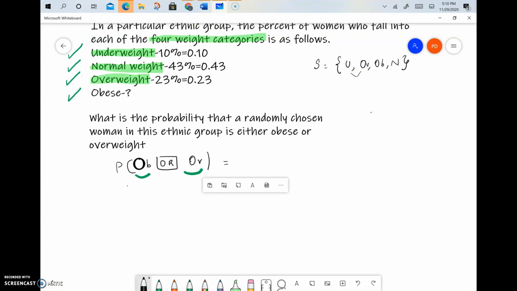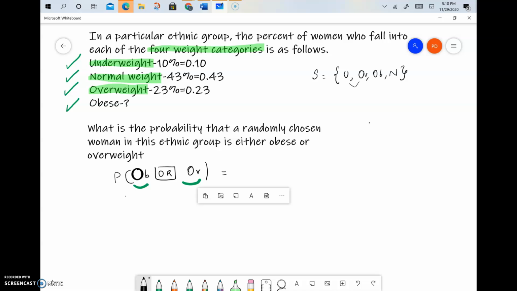So the percentages of women in each of the weight categories is given. Notice that there are 4 categories: underweight, normal weight, overweight, and obese. They cover all possible weight categories, and there is no overlapping between the weight categories.